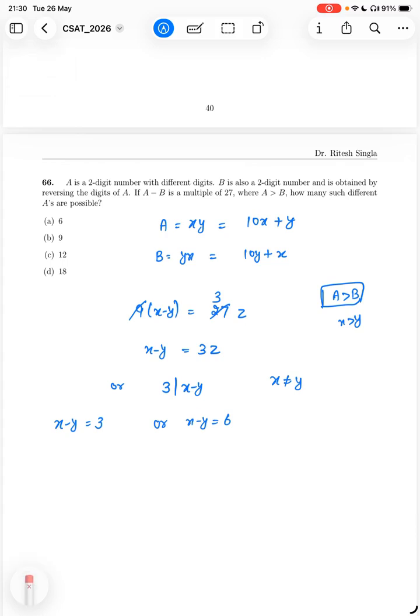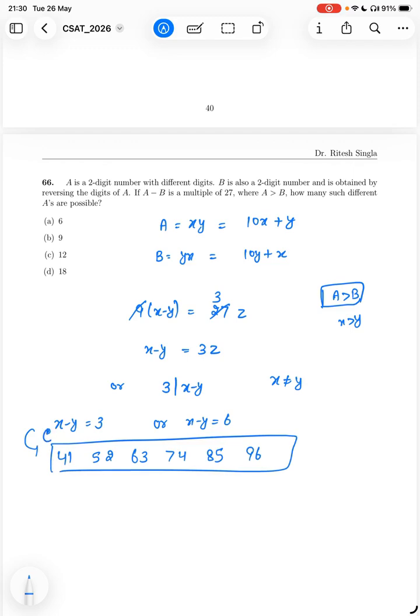How many choices do you have here? So it will be 41, 52, 63, 74, 85, 96. These many choices for x minus y equal to 3, and for x minus y equal to 6, you will have 71, 82, 93. Note that if they would have given that B is a number which is obtained by just reversing the digits, we would have 30 and 90 also. But in this case, we do not have such numbers because both are two-digit numbers.